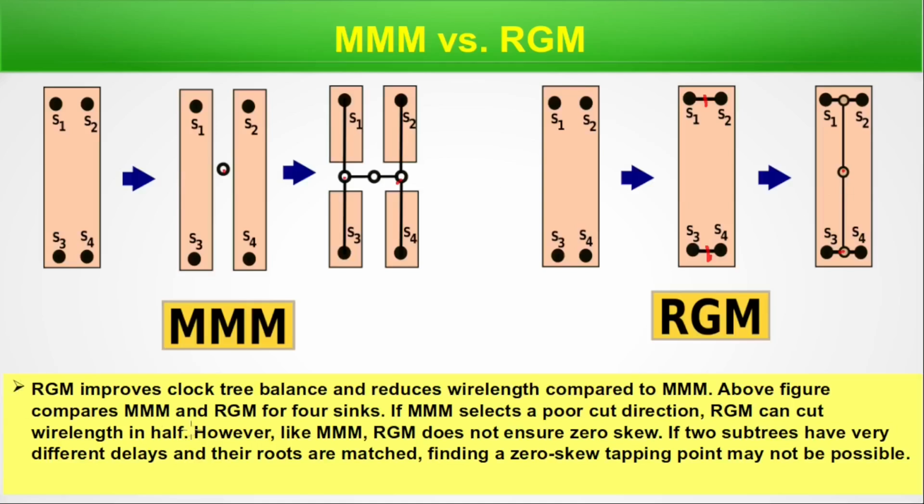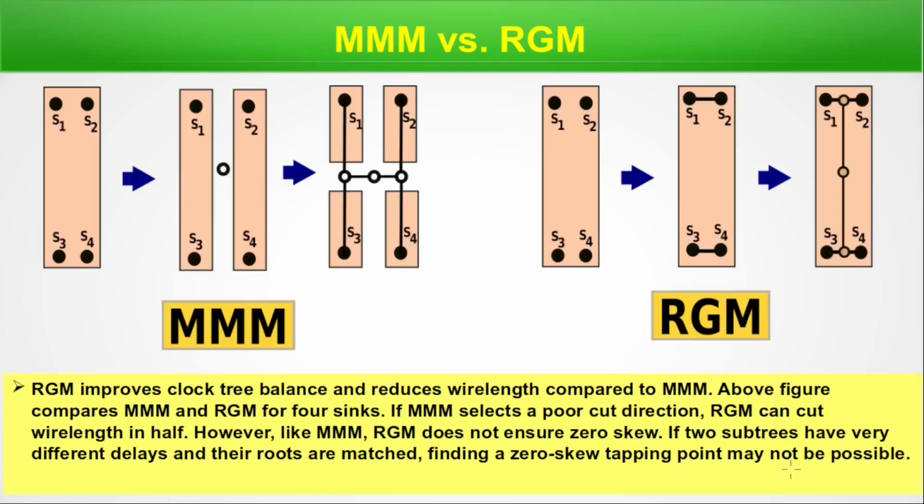The above figure compares MMM and RGM for 4 sinks. If MMM selects a poor cut direction, RGM can cut wire length in half. However, like MMM, RGM does not ensure zero skew. If two subtrees have very different delays and their roots are matched, finding a zero skew tapping point may not be possible. This is the comparison between MMM and RGM. We are done with this slide.